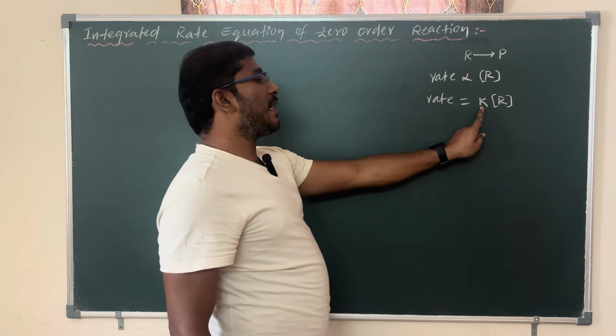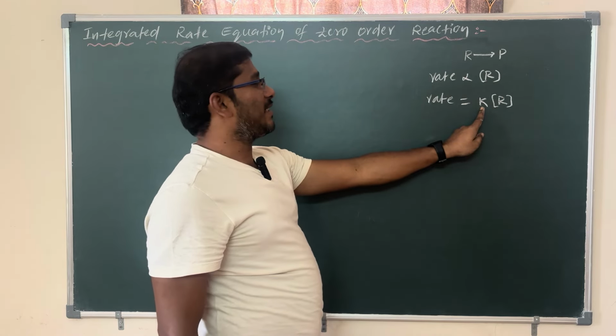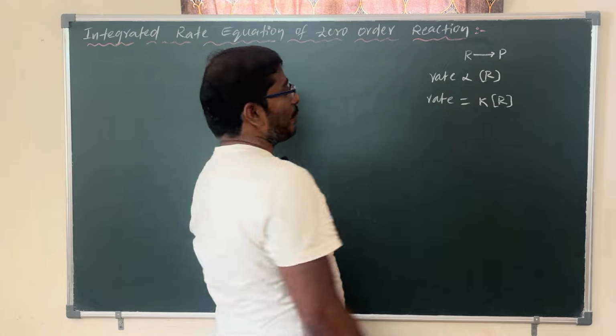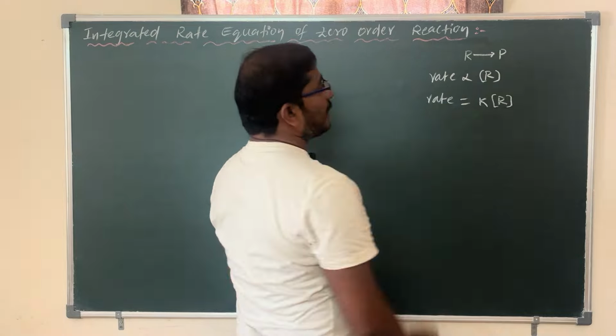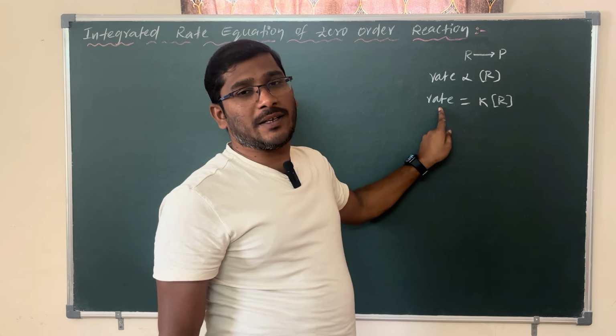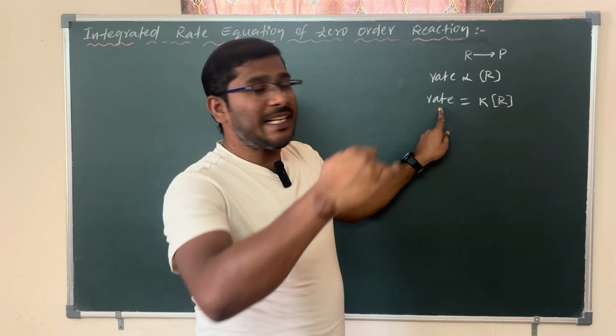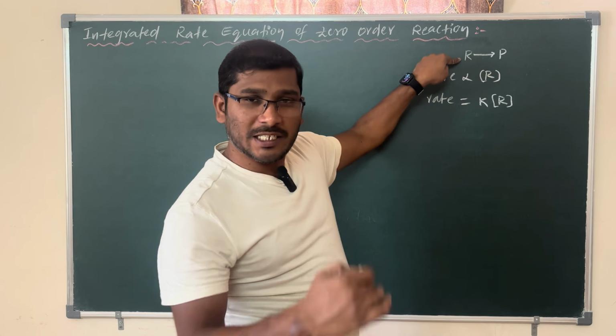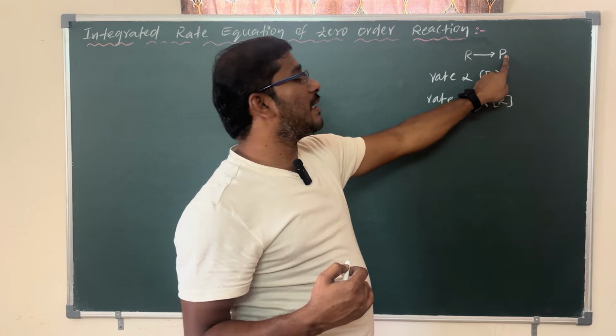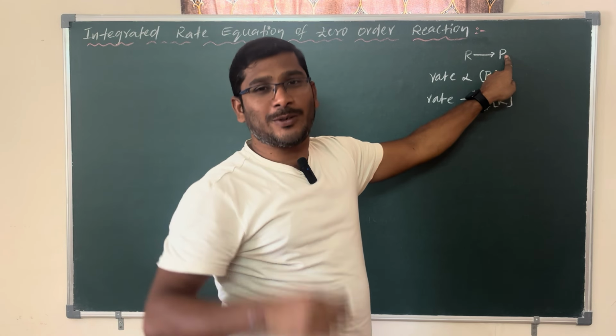So what is K? The K is known as the rate constant. It is a rate constant I am taking here. Now how can you write the rate of a reaction? This is the rate of reaction. How can you write the decrease in the concentration of reactants with respect to time, or the increase in the concentration of products with respect to time?